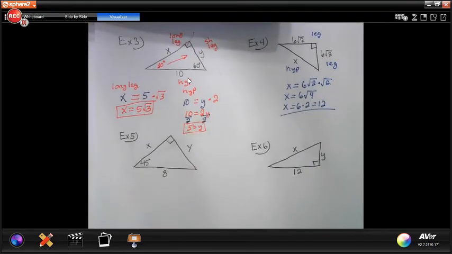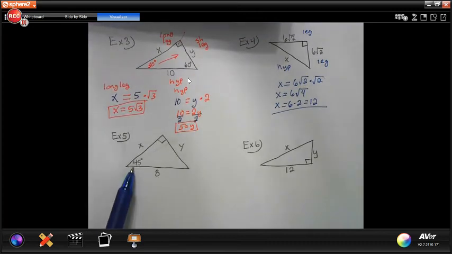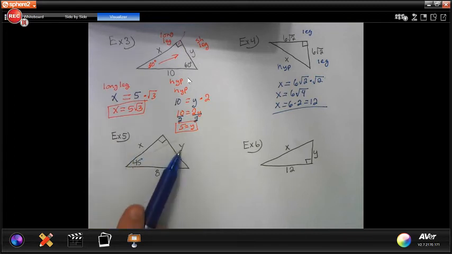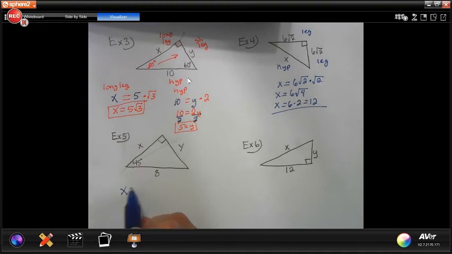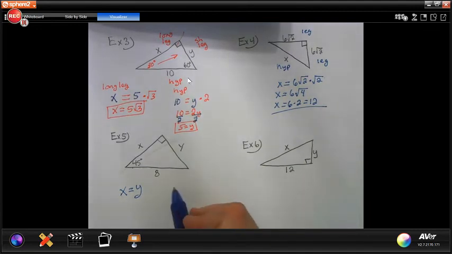Next problem. It has a 45-degree angle, which means a 45, 45, 90 triangle, which means the legs are equal. X equals y. But x equals y is not an equation that will give us any answers, because you'll get the wrong answer. So we'll have to fix that. We need the hypotenuse formula. So hypotenuse, let me use a different color.